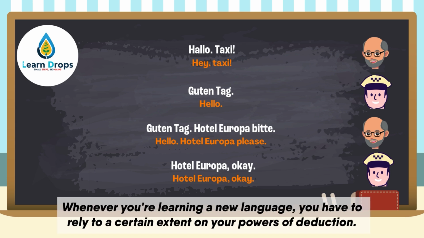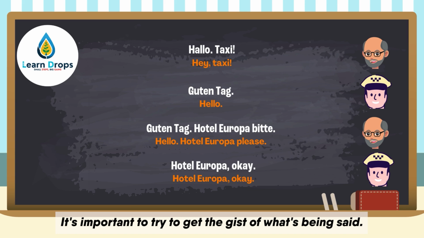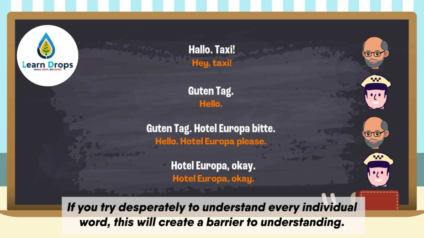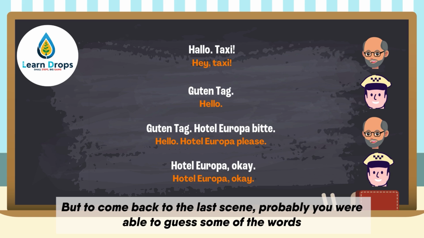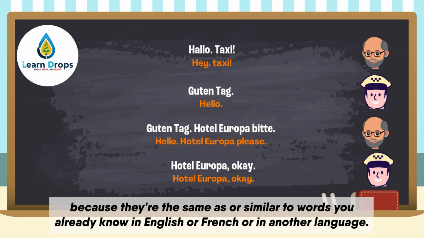Whenever you're learning a new language, you have to rely to a certain extent on your powers of deduction. It's important to try to get the gist of what's being said. If you try desperately to understand every individual word, this will create a barrier to understanding. But to come back to the last scene, probably you were able to guess some of the words because they're the same as or similar to words you already know in English or French or in another language.